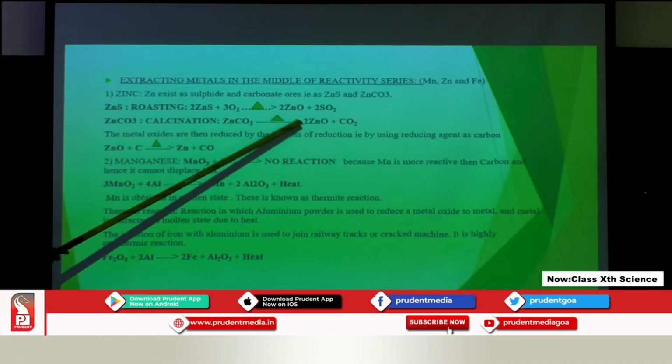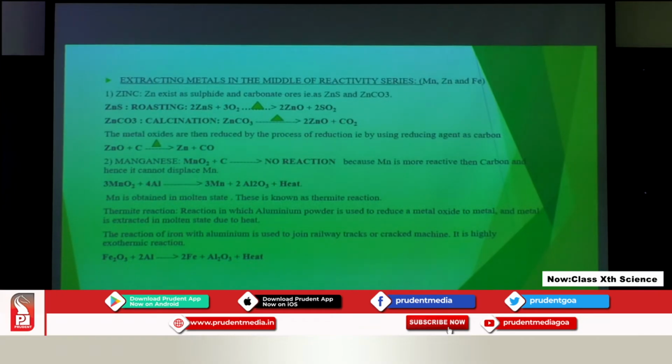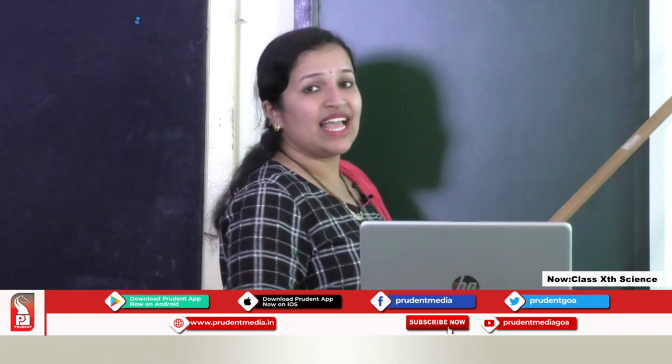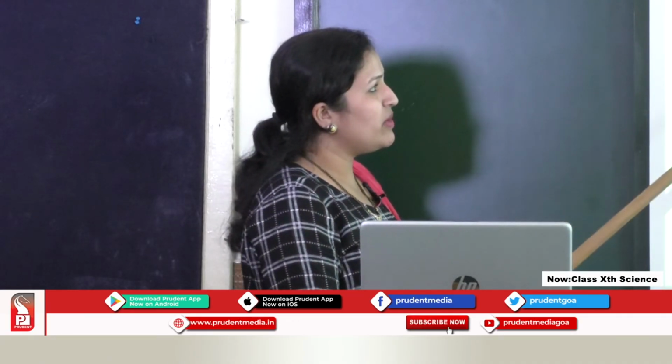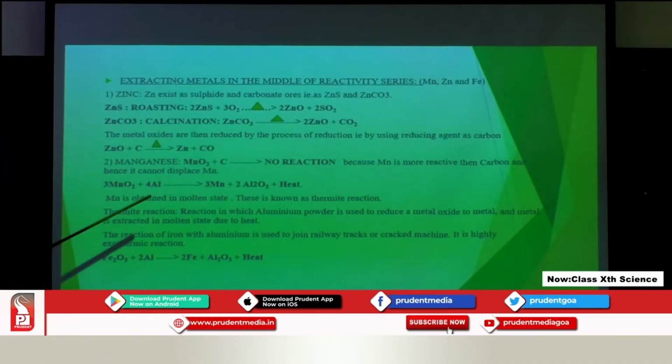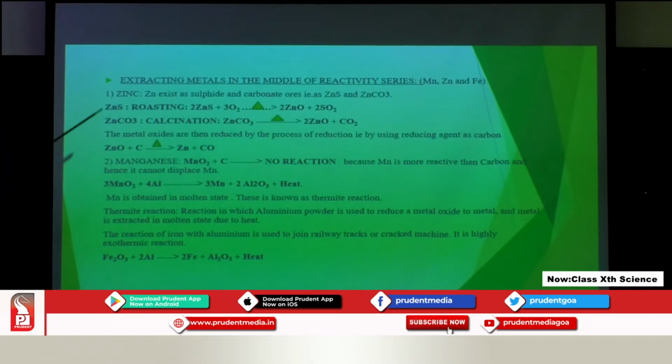Now, we have got the metal in its oxide form. So, what we can do is reduce it. In this process of reduction, carbon is used as a reducing agent. Zinc oxide, when it reacts with carbon and is heated, gives zinc, and carbon monoxide gas will be given out.